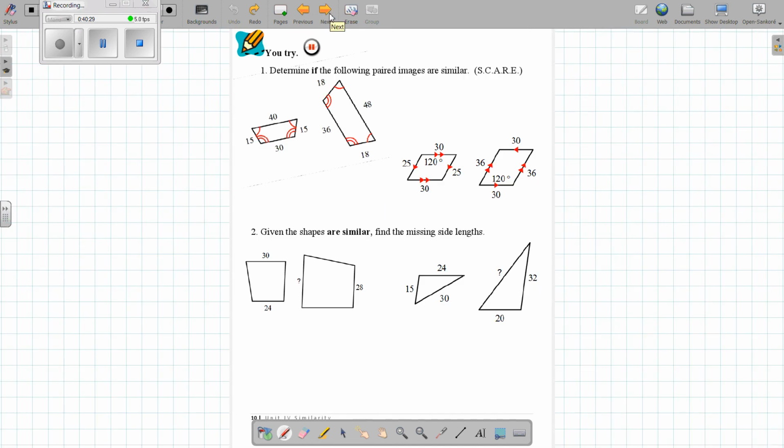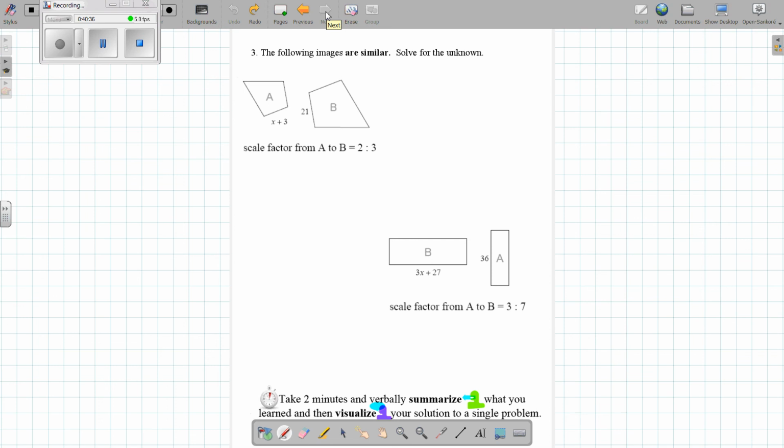So now, knowing what you've learned about scale, I'd like you to try these 2 pages on your own in pencil. Restart the video when you're done to check your work.